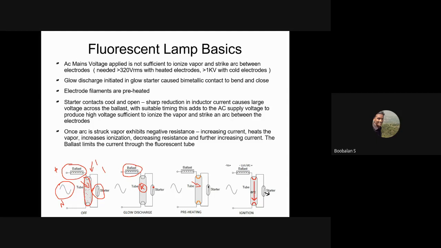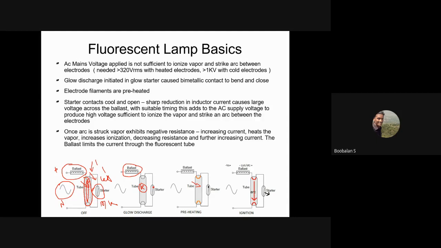We have two lamp ends: one here and this one. That is my anode, and this is my cathode. We are going to ionize this entire tube, so we need to apply more voltage on the anode side or cathode side. Due to the higher voltage, the electrons start to flow from the anode to the cathode through this entire tube.